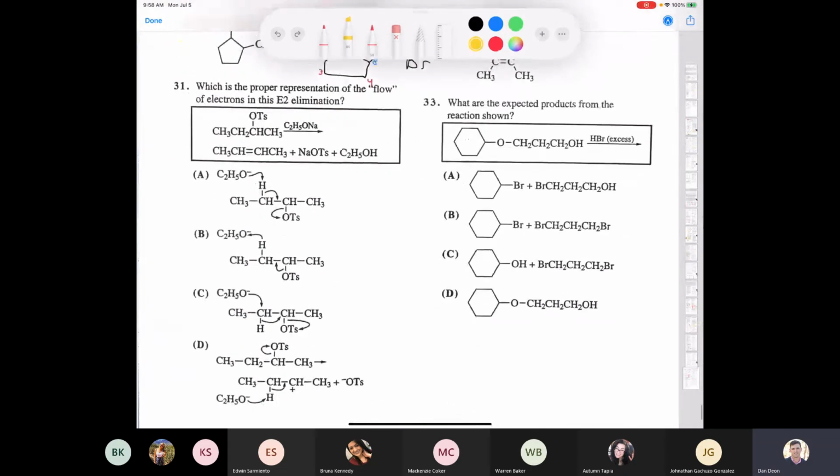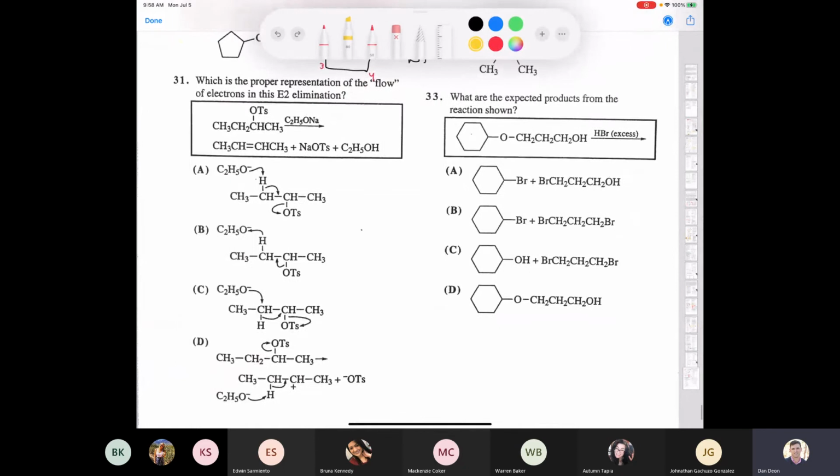31 and 32. Okay, I'm going to give you a second. I want you to look at this question carefully. I'm going to try not to talk too much for a few seconds here because I want you to try this question yourself. It says, what represents the proper flow of electrons in this E2 elimination?